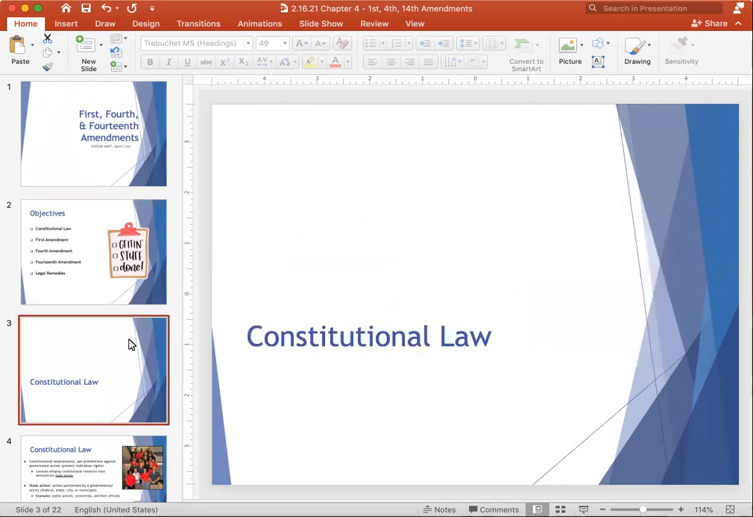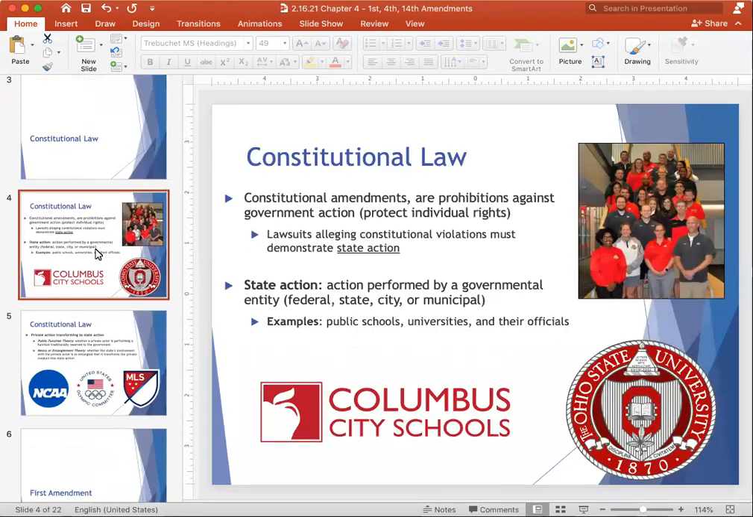We can first start by discussing constitutional law. We are going to focus on the US Constitution rather than individual state constitutions. So the US Constitution is the supreme law of the land. And when considering the amendments to the US Constitution, the First, Fourth, and 14th Amendments are aspects of constitutional law that most affect participants and managers of sport and physical activity.